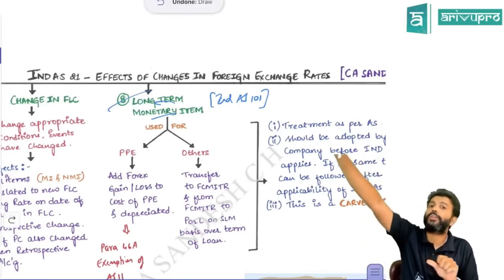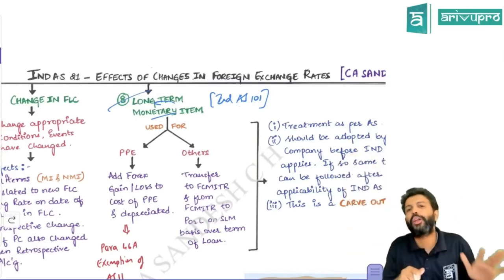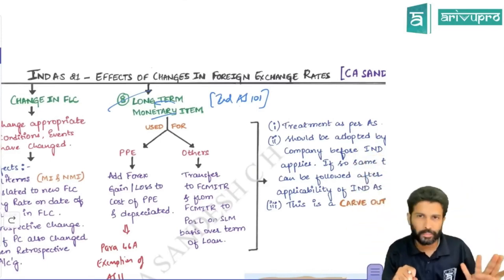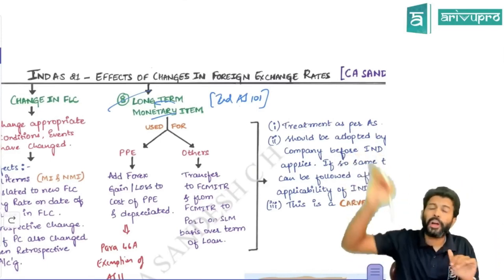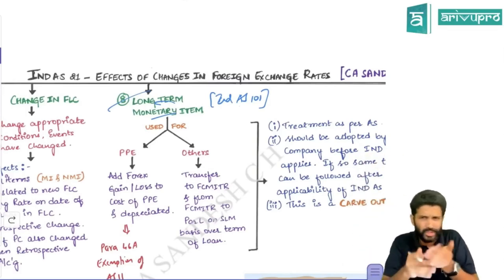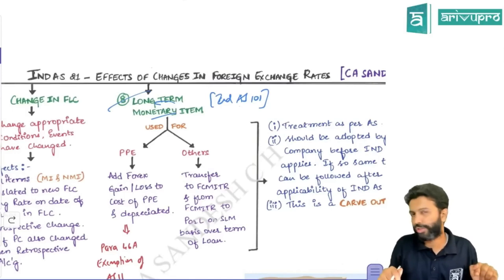Suppose you have a long-term foreign currency loan. Like a company wants a loan, they did not take the loan in India. They took a loan from a foreign country. So if it's a foreign currency loan, then check for what purpose that loan is utilized. If a company has taken a foreign currency loan, obviously they will utilize it for some purpose.